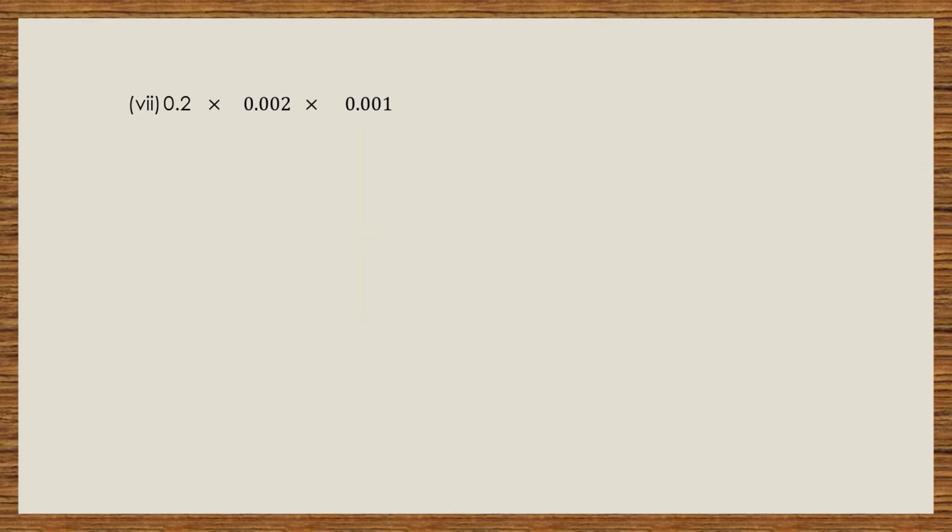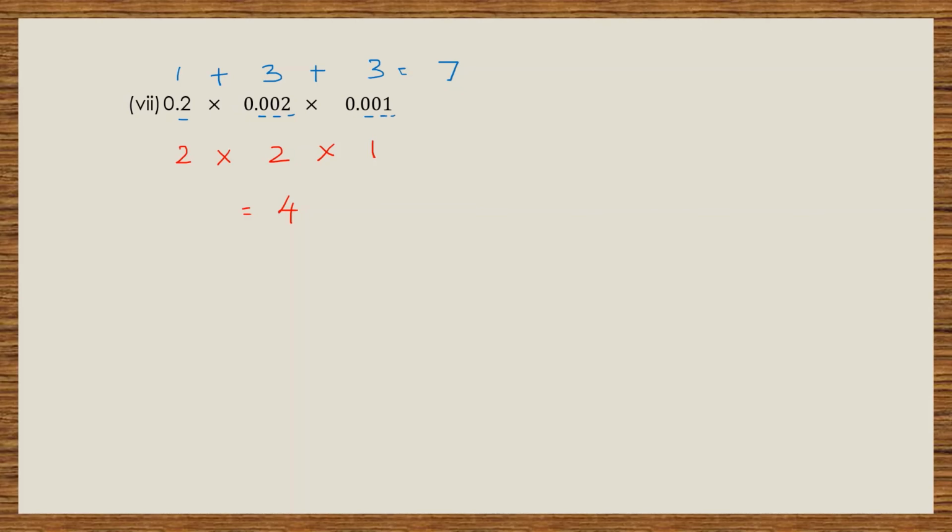Question 7. 0.2 into 0.02 into 0.001. If we ignore the point, it becomes 2 into 2 into 1. 2 twos are 4, 4 ones are 4. We get only 4. Now, look at the decimal places. Here we have 1, here we have 2, and here we have 3. So we need to add up all these: 3 plus 2 is 5 plus 1 is 6. Wait, 1 plus 2 plus 3 is 6. So your answer must have 6 decimal places.